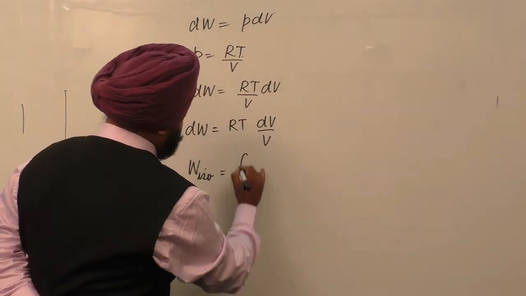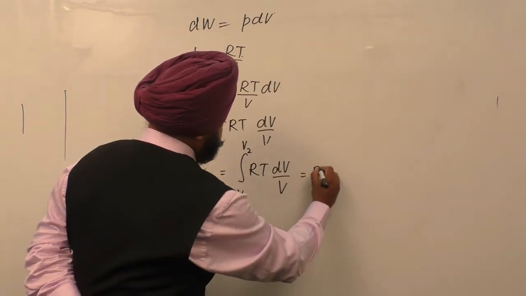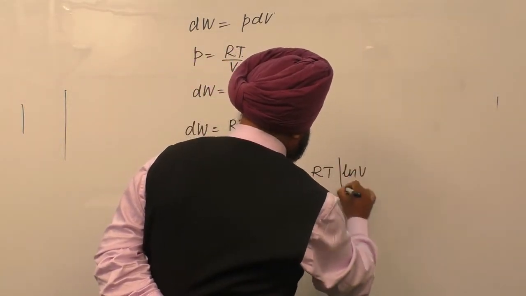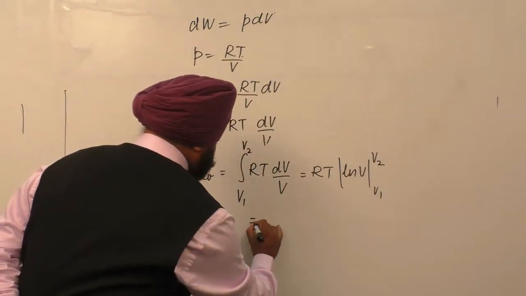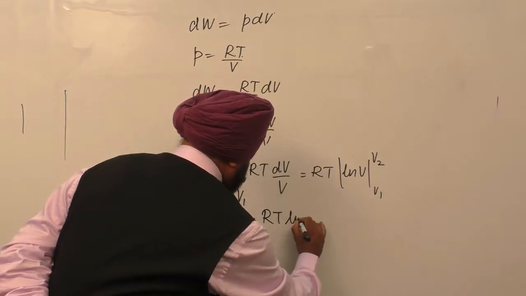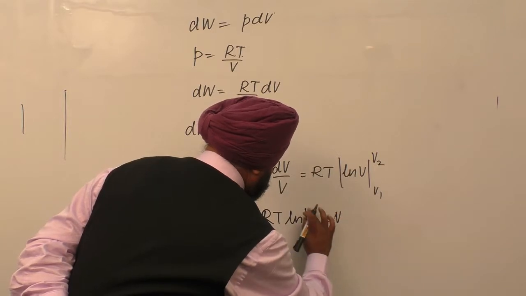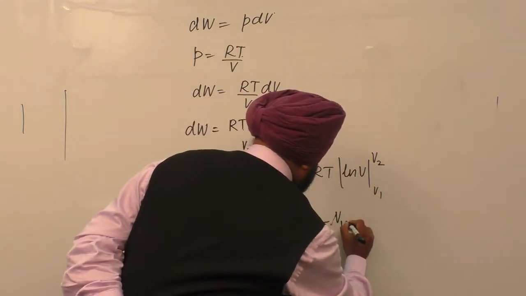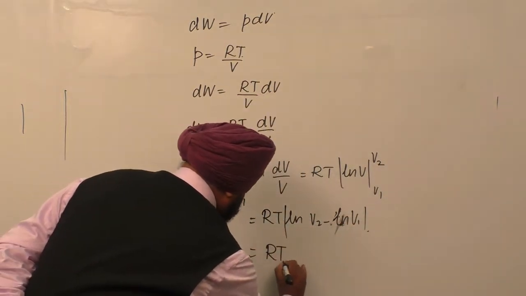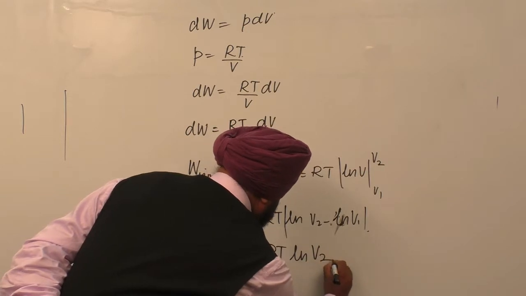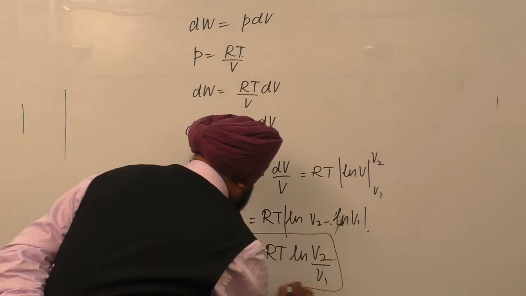To find out the total isothermal work, we will integrate between limits V1 and V2 of RT dV by V, which gives you RT into log of V from V1 to V2. If I rewrite this expression, I will get RT into log of V2 minus log of V1, which I can write as RT log of V2 over V1, and this is the work done during an isothermal process.